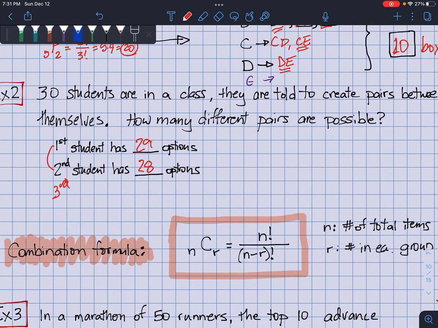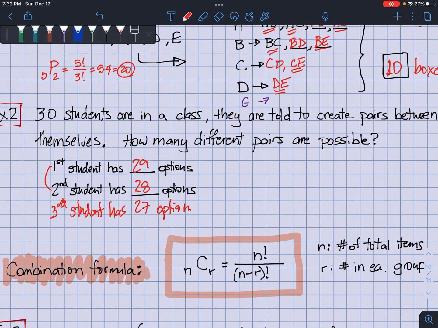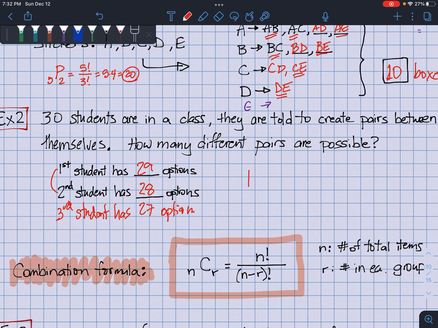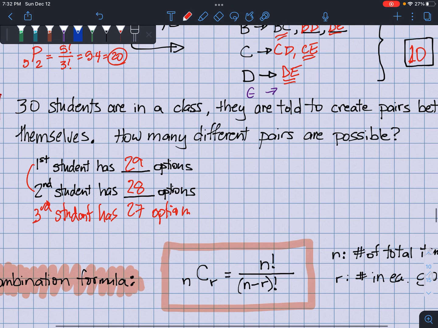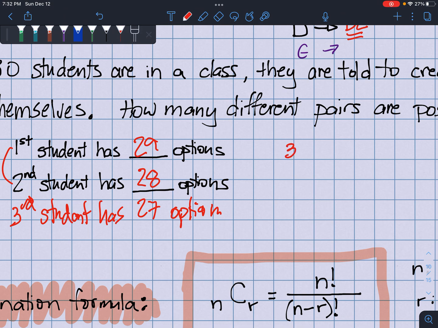And the third student would then have one less because they've already been paired with the others. So this would be a rather long list of things that we would have to add up: 29 plus 28 plus 27, all the way on down. And clearly there must be a shortcut. Well, there is. If I think about this as every student having 29 options, so the 30 students each have 29 options.